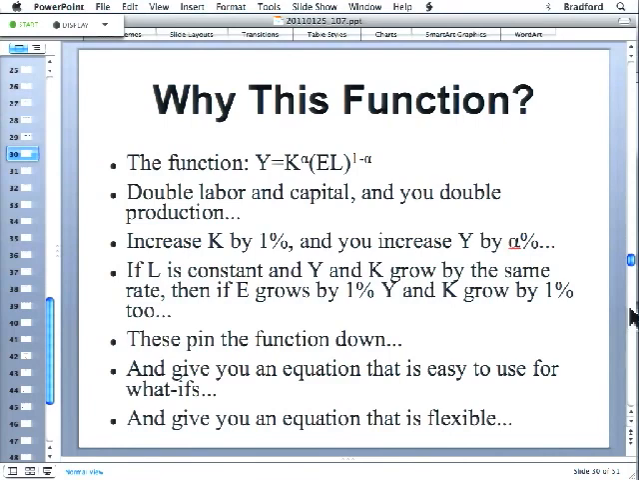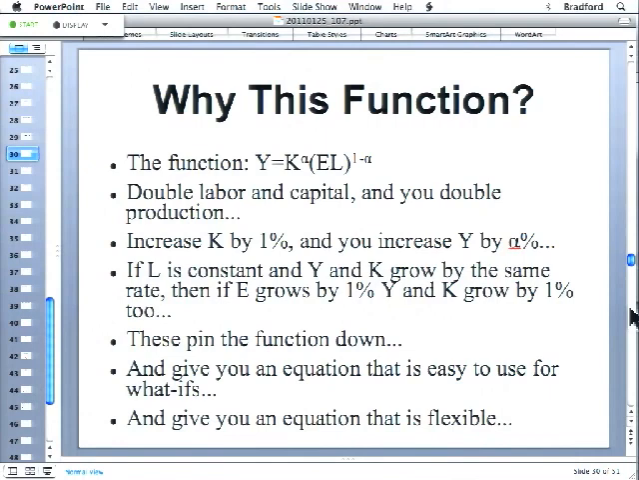So we insist that if you double labor and capital, you're going to double production. We insist that if you increase the economy's capital stock by k%, you're going to increase output by some lesser number, by alpha percent. And you also want to say that if the labor force is constant in the economy and if the capital output ratio is constant, if you're saving the same proportion of output so that output bears the same relationship to capital as it used to, and if the efficiency of labor grows by 1%, then you'd like output and the capital stock to grow by 1% as well. You'd like that to be true, and that's largely a matter of definition.